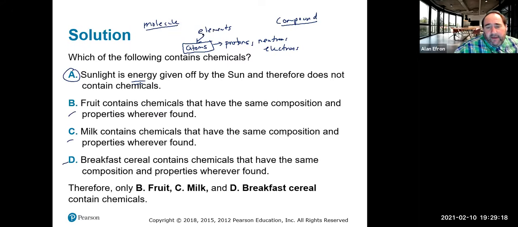Now, when we talk about the combination of two or more atoms, that is your definition of a molecule. When you put two or more atoms together, those could be atoms of the same element, or they could be atoms of different elements, but simply a combination of two or more atoms. When we talk about a compound, it's a combination of two or more atoms from different elements.